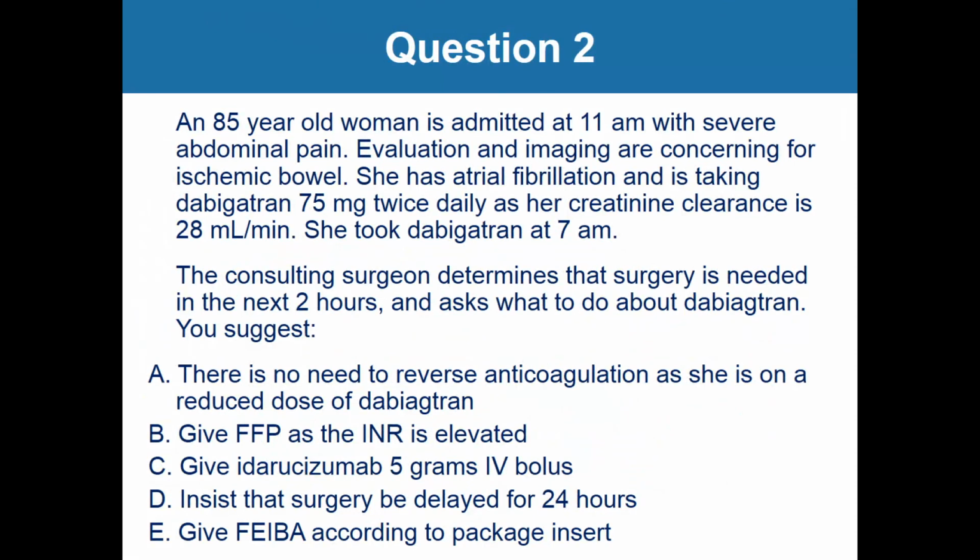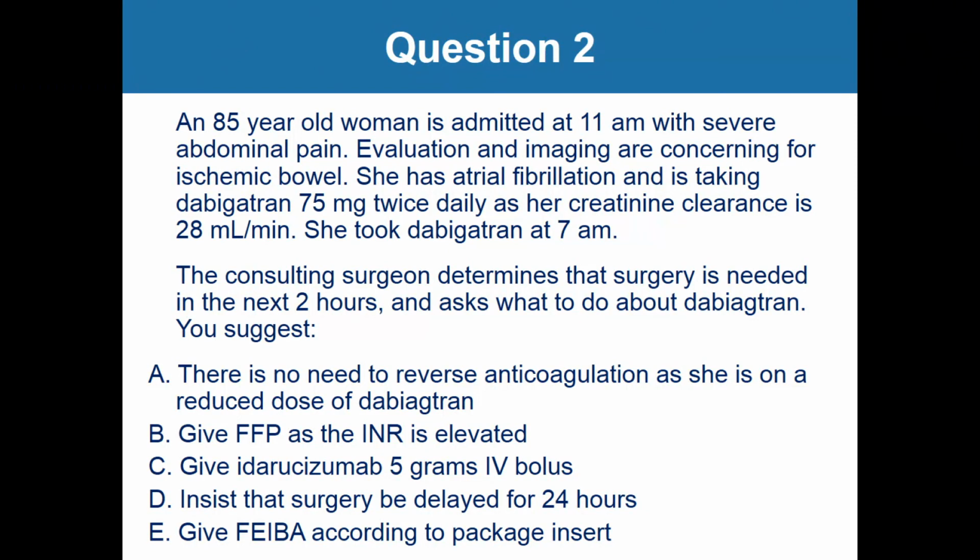Question two. An 85-year-old woman is admitted at 11 a.m. with severe abdominal pain. Evaluation and imaging are concerning for ischemic bowel. She has atrial fibrillation and is taking dabigatran 75 milligrams twice daily as her creatinine clearance is 28 mils per minute. She took dabigatran at 7 a.m. The consulting surgeon determines that surgery is needed in the next 2 hours and asks what to do about dabigatran.